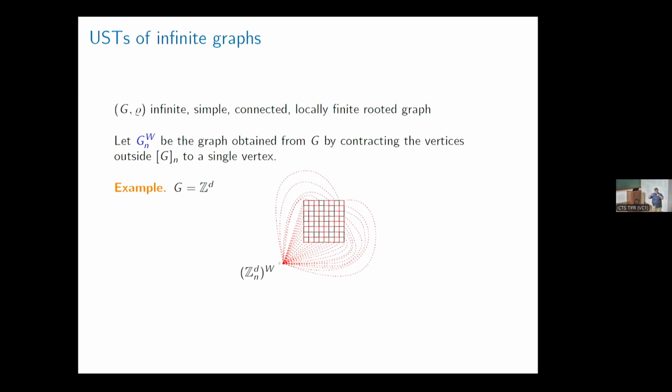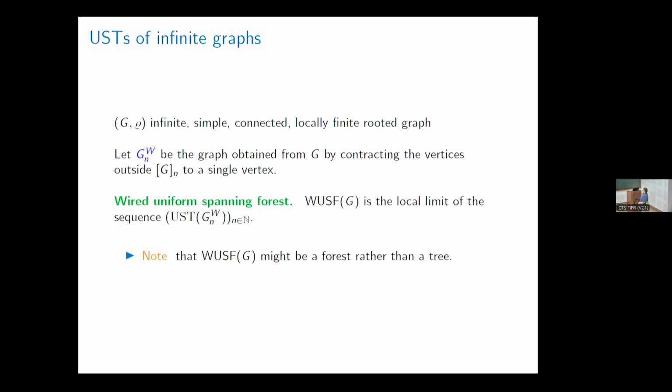So now we do a little bit more. We identify everything which is outside this ball. We contract it to a single vertex. And we connect this single vertex with all the boundary points of my graph. So the graph should here be just a box Zn. And if I do so, then I can define the local limit of the sequence.